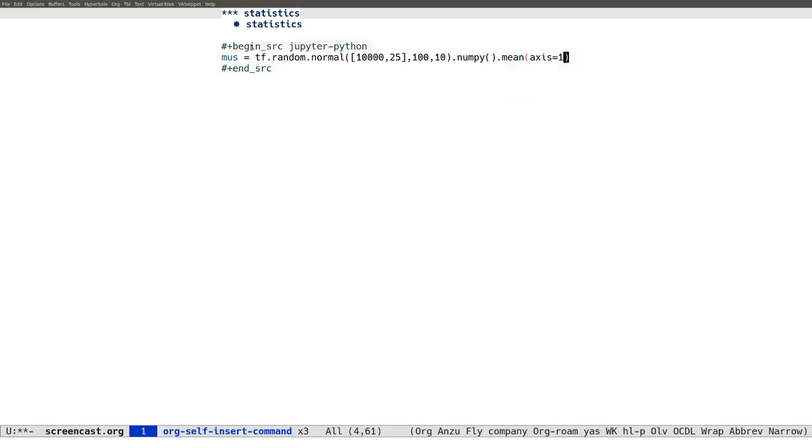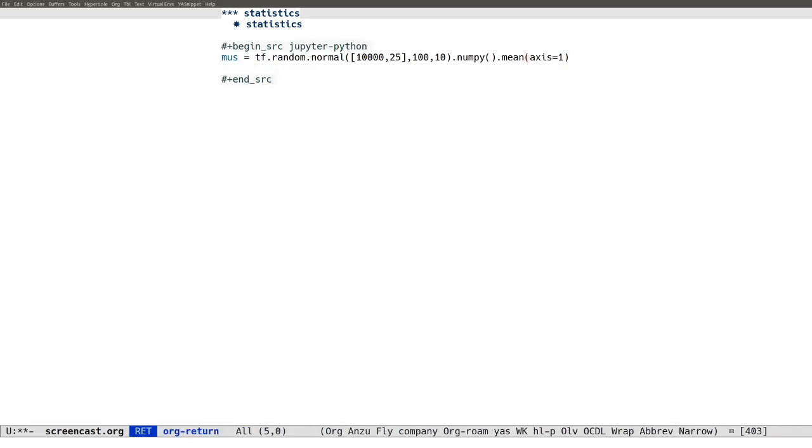And I take the mean across the columns. So what I'm doing here is that out of this normal distribution with a mean of 100 and a standard deviation of 10, I draw a sample of 25 units. So I have a sample size of 25, and I have 10,000 rows and 25 columns. Across these 25 columns, so axis is 1, I calculate the mean. And I repeat this experiment 10,000 times. So I have this sample of 25, I calculate the mean, and then I do this 10,000 times.